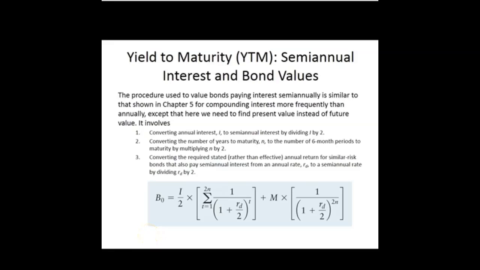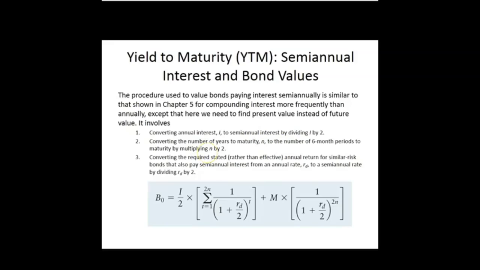So in valuing semi-annual bonds, we need to adjust the coupon payment and the number of periods, because with a semi-annual coupon paying bond, you get twice as many coupon payments, but each coupon payment is 1/2 the size of a coupon payment for an annual coupon paying bond. So we need to convert the annual interest amount to semi-annual interest by dividing by 2 and converting the number of years of maturity to the number of 6-month periods to maturity by multiplying by 2.